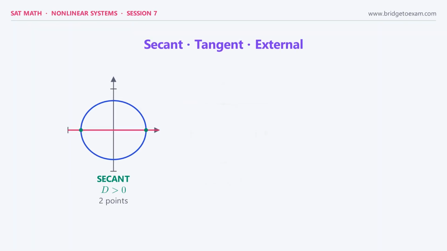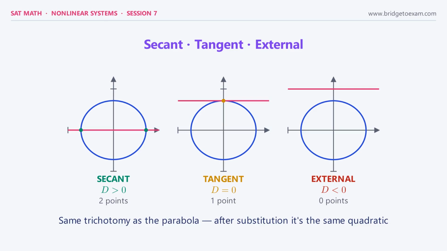Now, the geometry vocabulary. And it's just the discriminant wearing a hat. A line and a circle have exactly 3 possible relationships. The line can slice clean through the circle, entering and exiting, 2 intersection points. We call that a secant line, and it means D is positive. The line can just kiss the circle at a single point, that's tangent, and D equals 0.